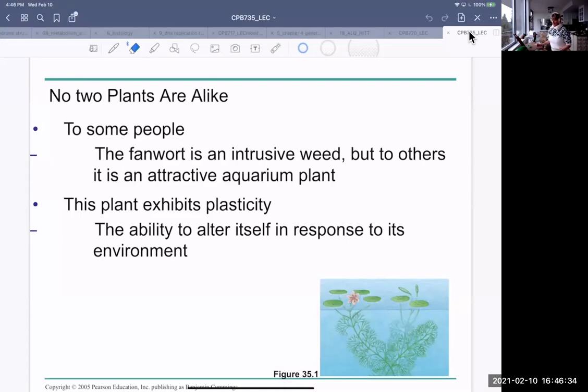Plants, well, no two plants are exactly alike. Even plants of the same species aren't exactly alike, although there's a lot of uniformity as well. But the environment can dictate what a plant will look like. And you've probably seen that before.